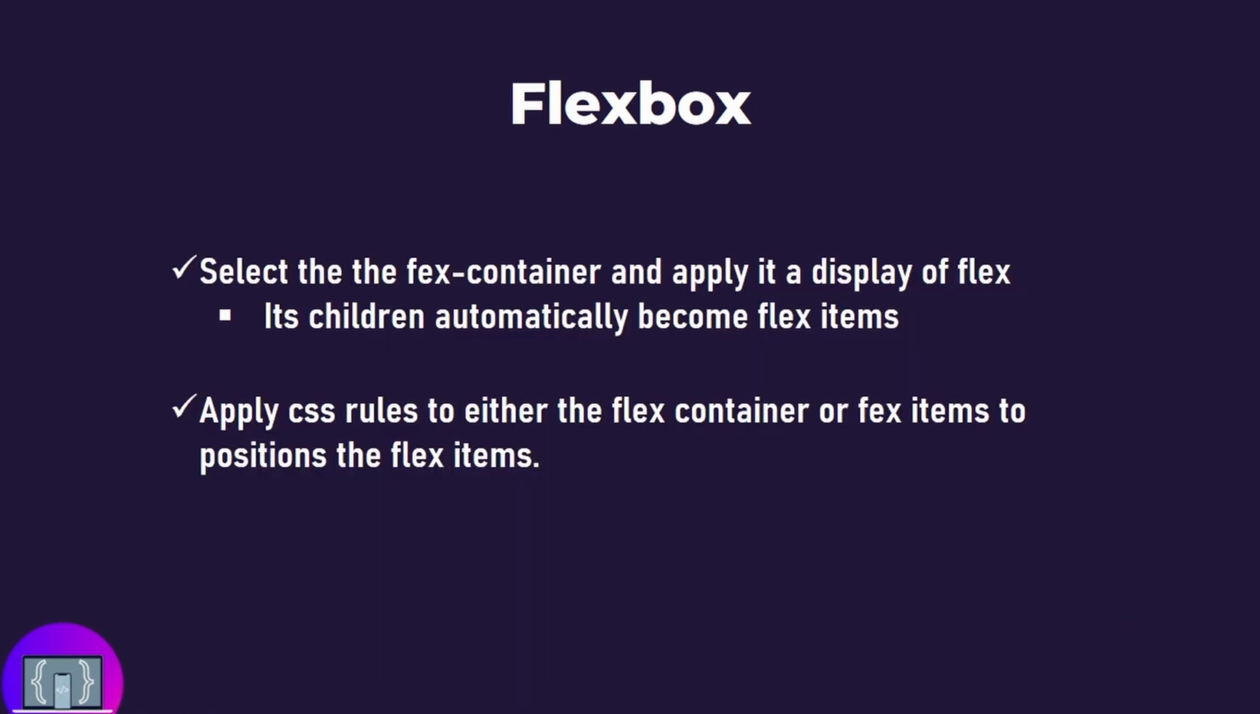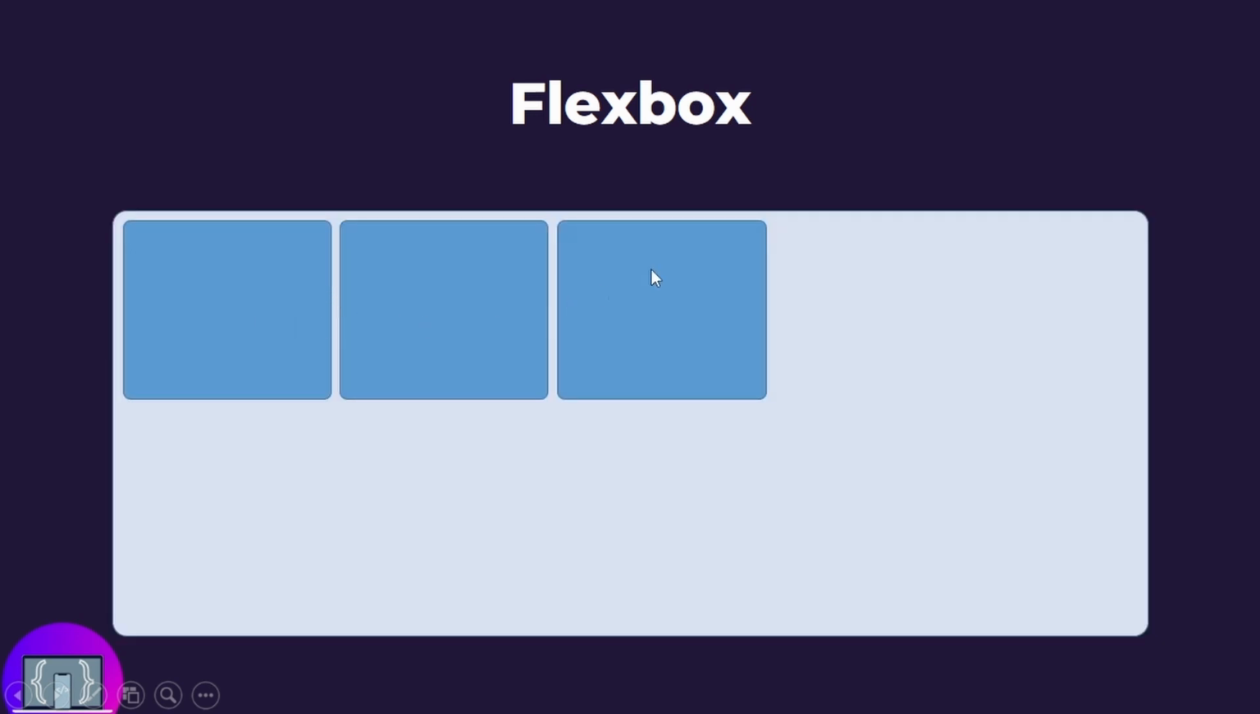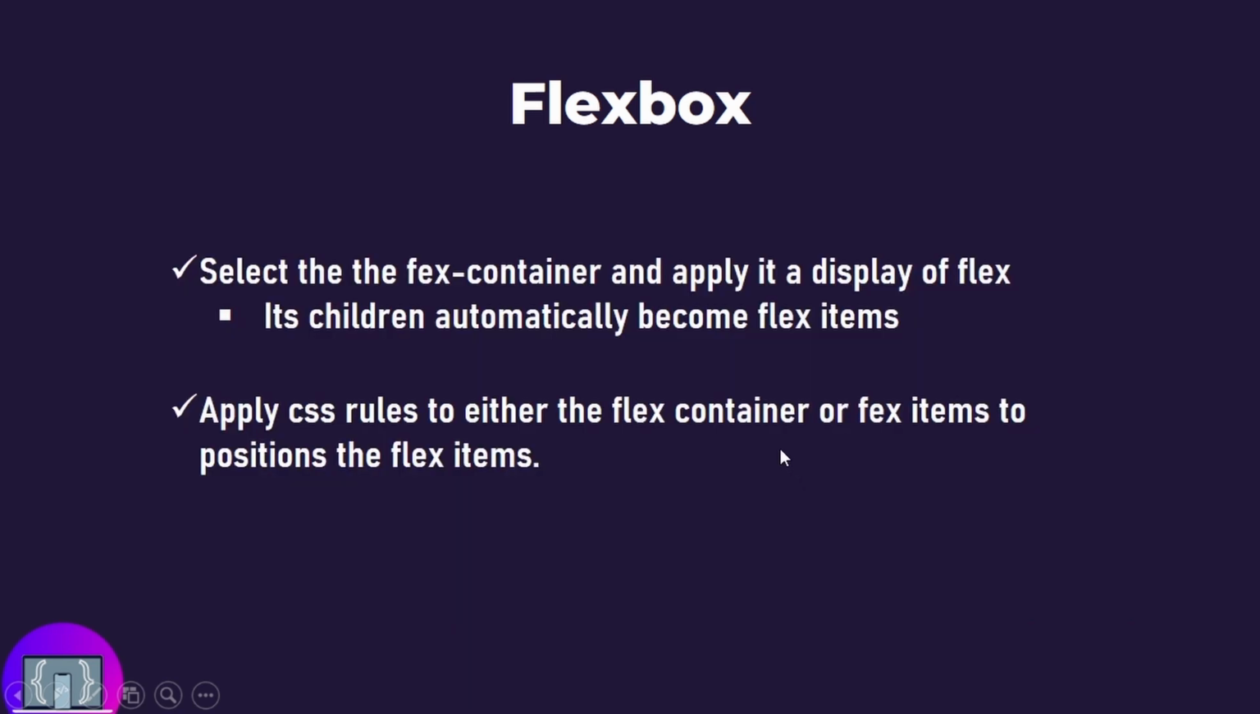And the way that happens in code is you select the flex container and you apply a display of flex, which is a property you apply to the CSS on the flex container. Then the children of the flex container are automatically going to become flex items. So once you apply display of flex to this container, the children in it become flex items, and you can position them now at different positions in the flex container.